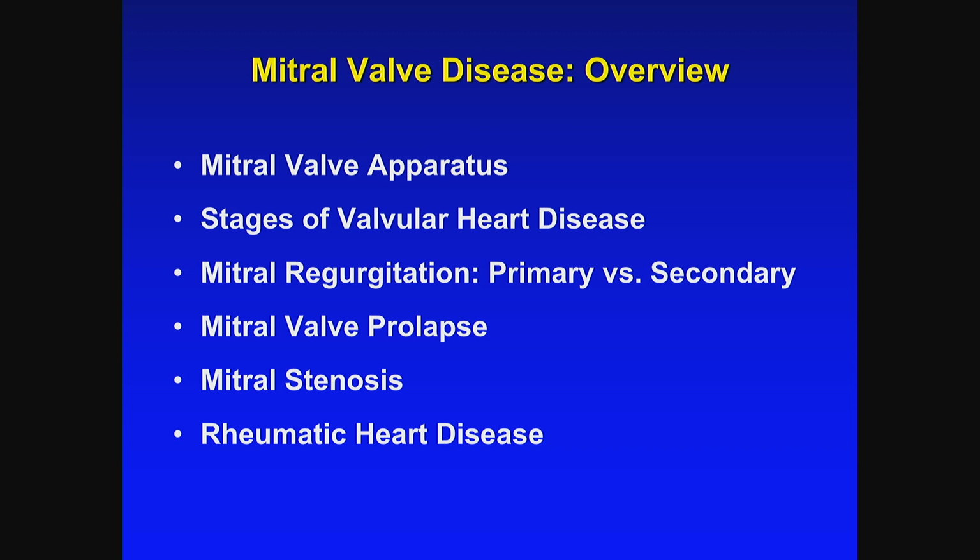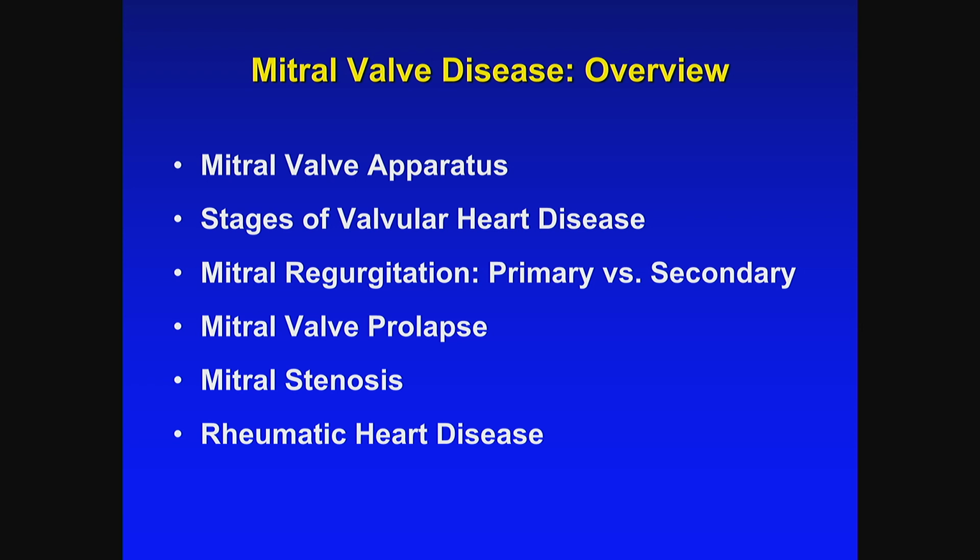Let's begin with an overview of the next 45 or so minutes about the mitral valve. First, we'll review the anatomy of the entire mitral valve apparatus, which is important for identifying the cause and potential treatment for mitral valve disease. We'll review the stages of valvular heart disease, which have been emphasized in the most recent valve guidelines from the American Heart Association and American College of Cardiology. We'll distinguish between primary and secondary mitral regurgitation, the treatment of which is very different.